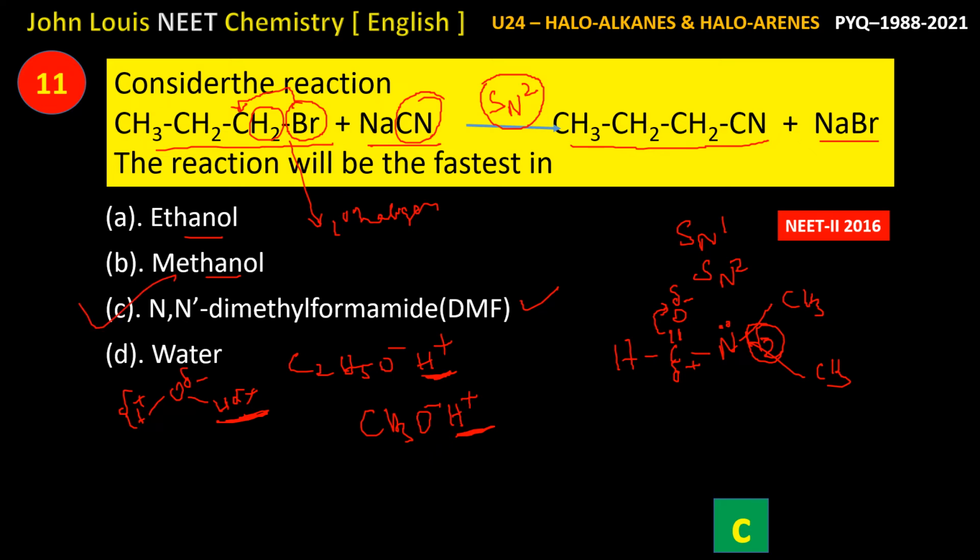See what you need to do here in order to answer this type of question, whether the substitution reaction is SN2 or SN1. See, SN1 reactions are supported by polar protic solvents. See, ethanol, methanol and water are polar protic solvent. If it is SN1 type, these three solvents will favor that reaction. But here there is SN2 reaction. SN2 reactions are favored by polar aprotic solvent. Among the four solvents given here, only N-prime dimethyl formamide is polar aprotic solvent. Therefore, that is the correct answer. Hope the answer is very clear to you and you understood it very clearly.